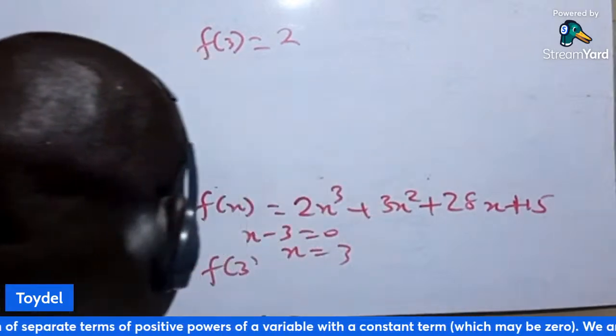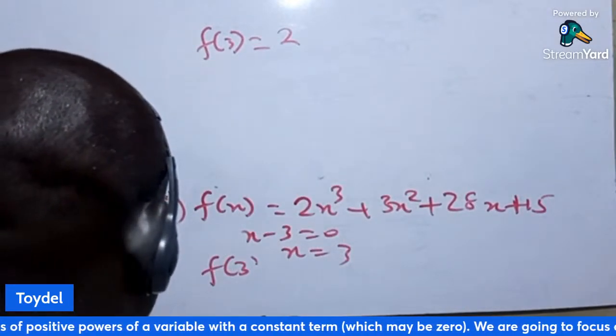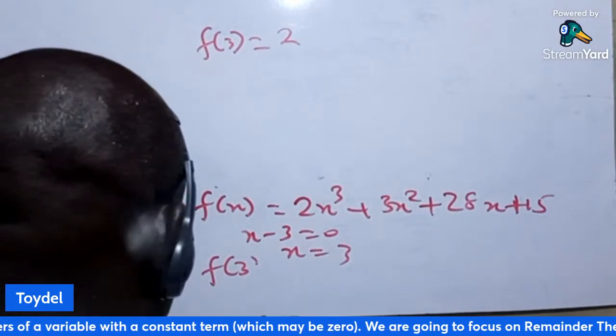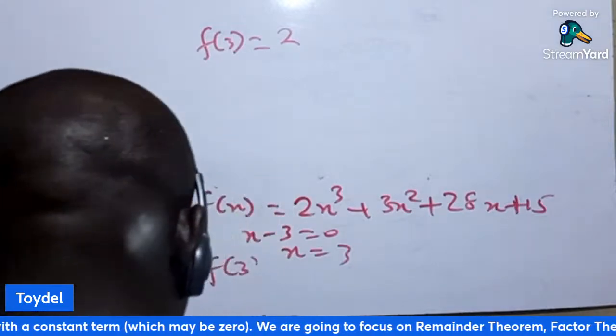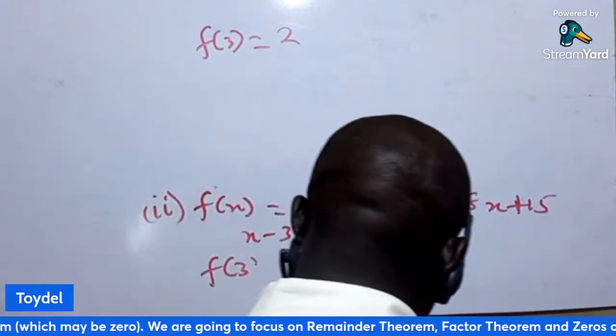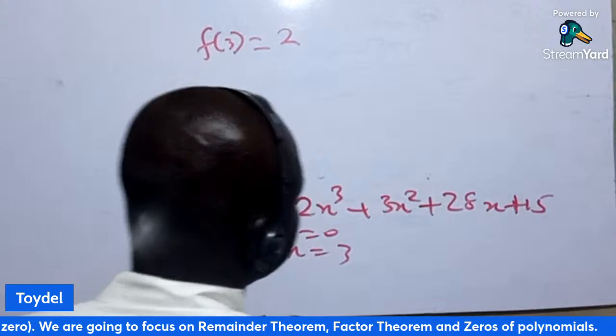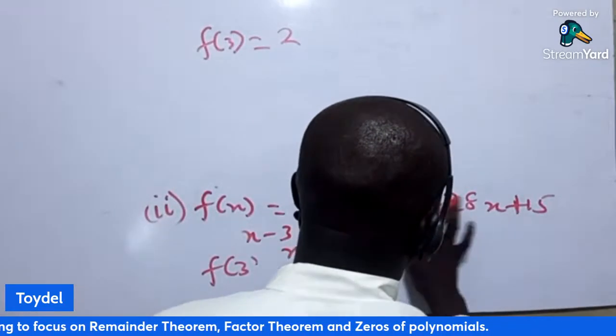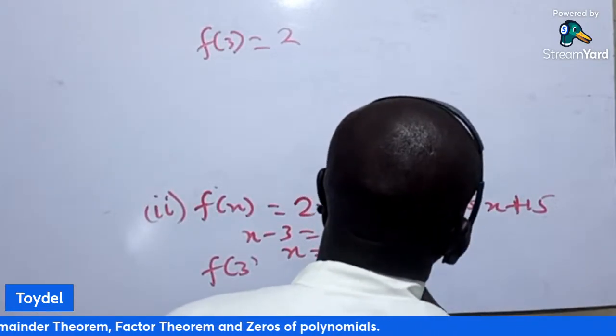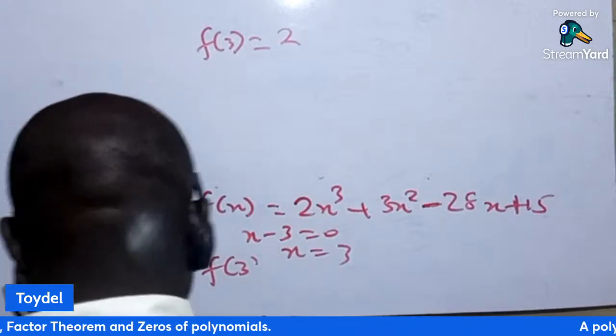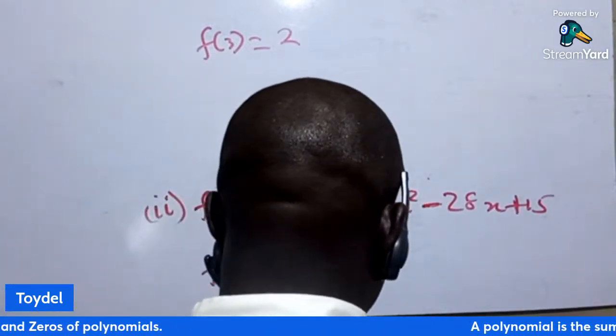In the question, I think, do we have minus there? Yes. In that question, one place is minus there. It is minus 28. That is minus 28. That's what you get.